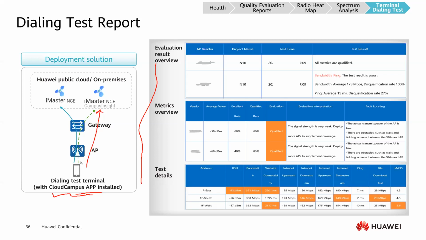The Campus Insight provides a comparison report of networks built by different vendors, comprehensively evaluates the overall user experience of Wi-Fi networks, and analyzes the network issues. It also provides network optimization guidance. And this is an example of the test report.